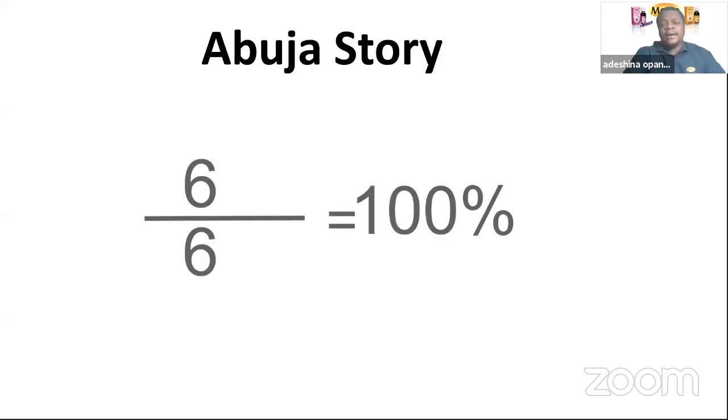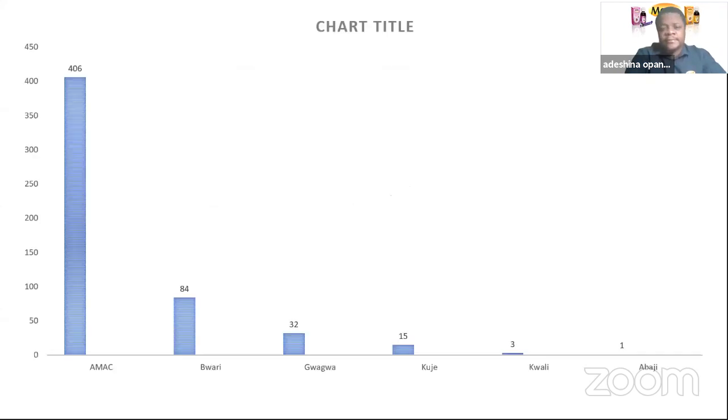We found out then that Abuja was one of the few states, maybe plus Lagos, that had pharmacy presence in all local governments. Well, Abuja had just 6 of them, so maybe it's not too hard. But then let's look at it closely. How is the distribution of pharmacies across these 6 local governments? And this is the result. We found out that Amac has 406. Amac is Abuja Municipal Area Council.